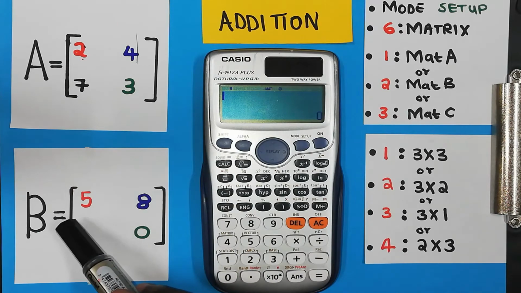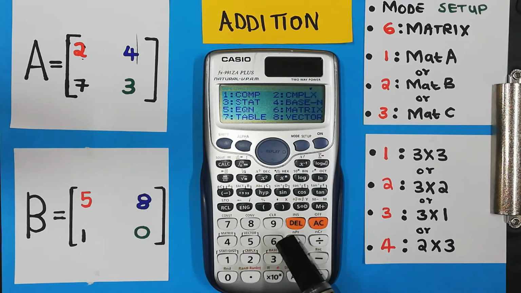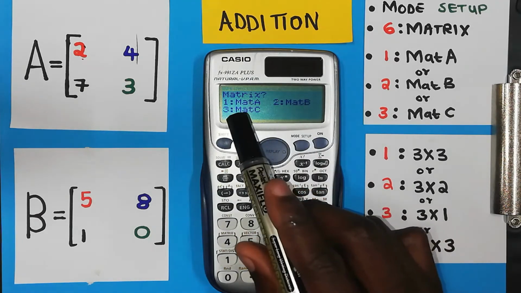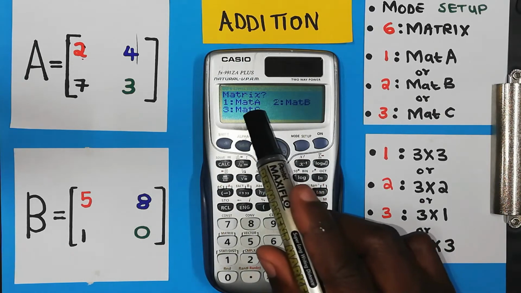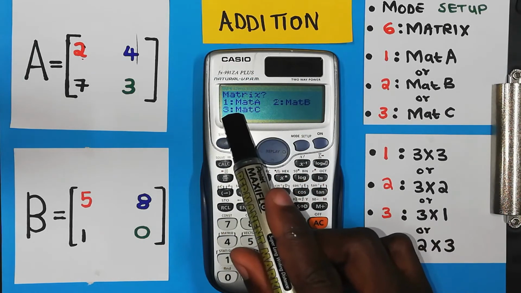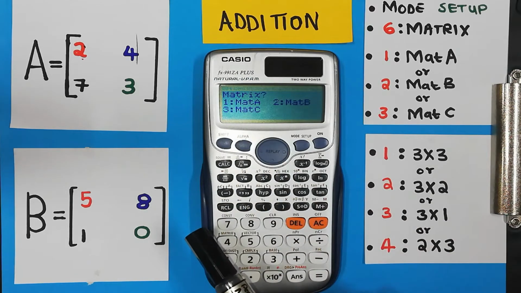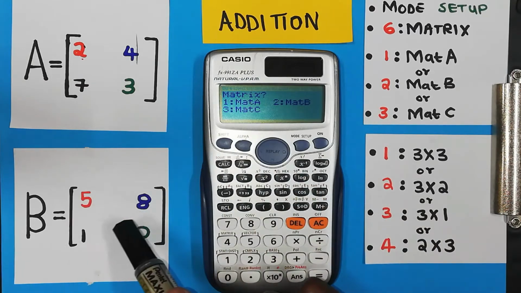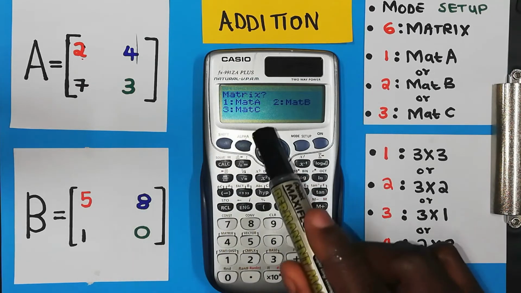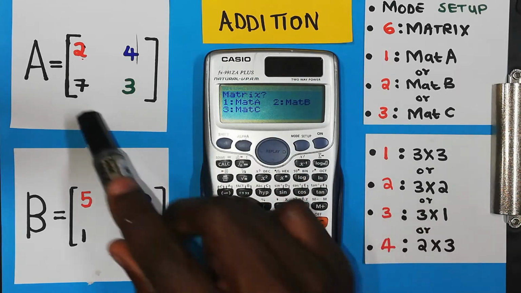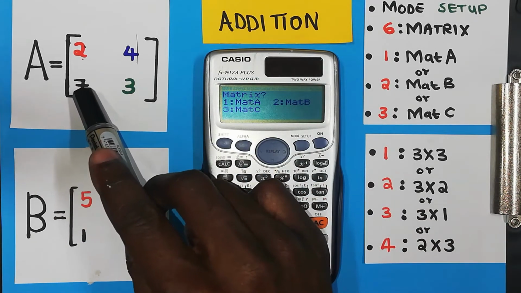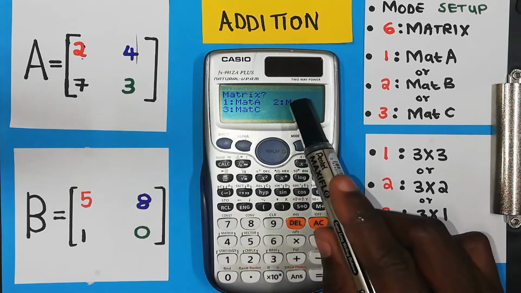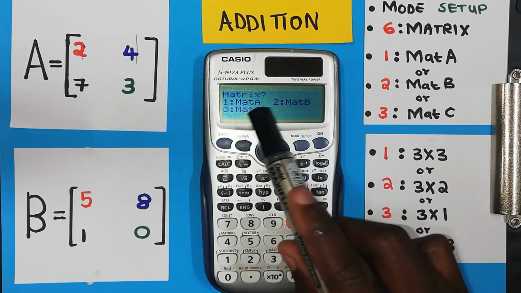Now let's do the same for matrix B. You press mode setup, you press 6, and then you have to press 2 or 3, because I've already used the memory for matrix A. If I use the memory for matrix A again to enter the data for B, I will replace or erase the data that I've entered for A. I do not want to erase the data I've entered for A. That is why I'm going to use option 3 or option 2.